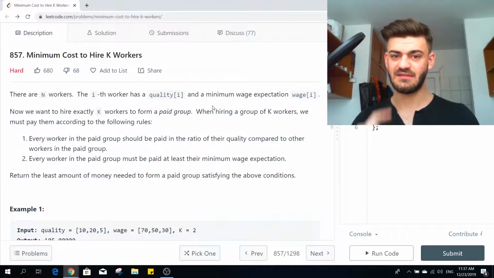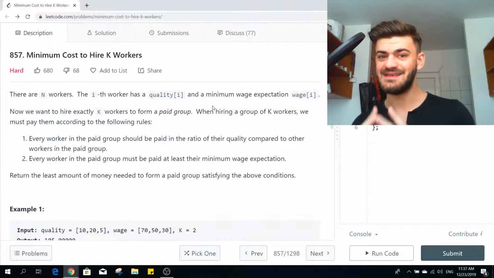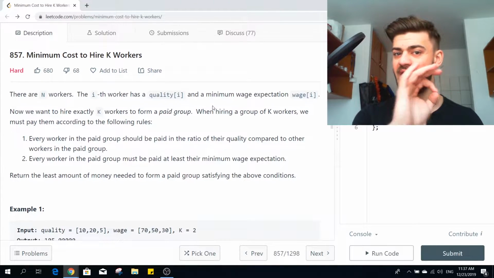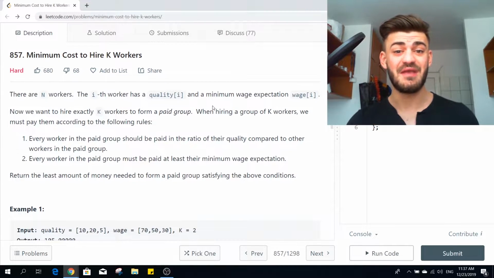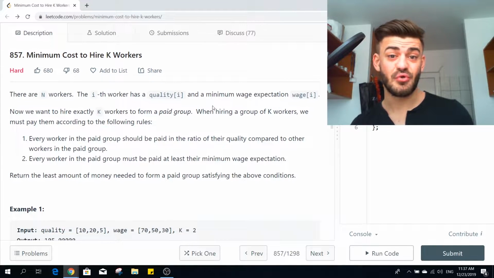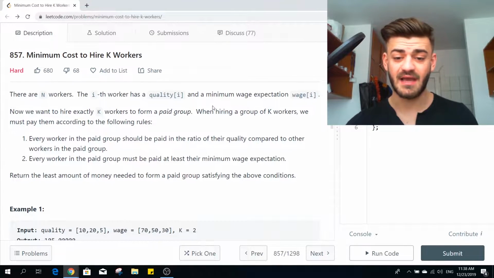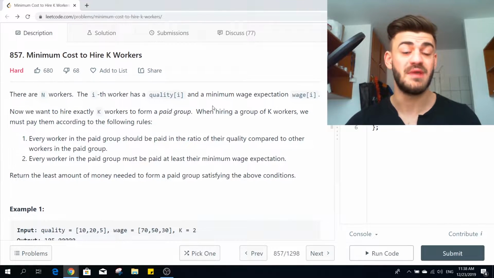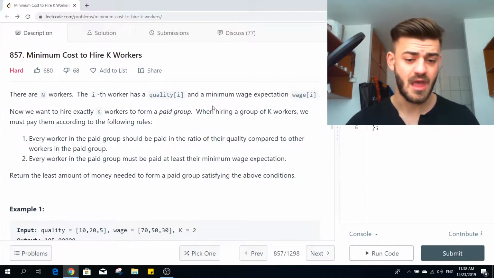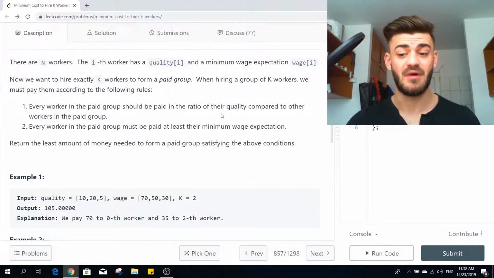What this means, that worker A is paid in the ratio of their quality compared to worker B, is that the wage of worker A divided by the quality of worker A should be equal to the wage of worker B divided by the quality of worker B. And this should hold for every pair of workers you choose in your set, right? Now, the second condition is that every worker in the paid group must be paid at least their minimum wage expectation. Return the least amount of money needed to form a paid group satisfying the above conditions.